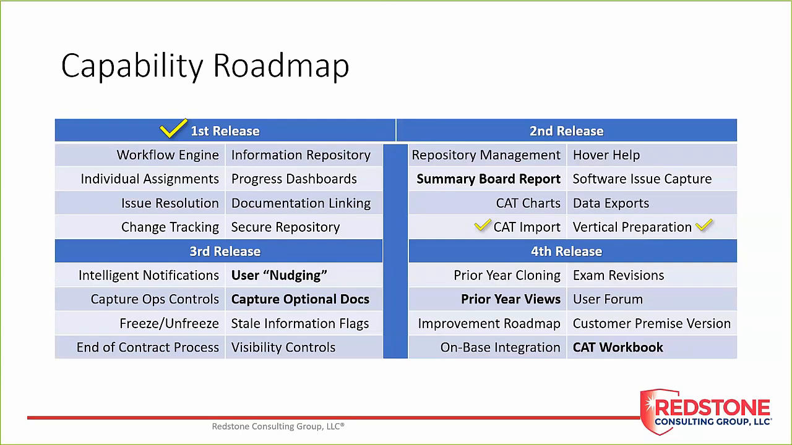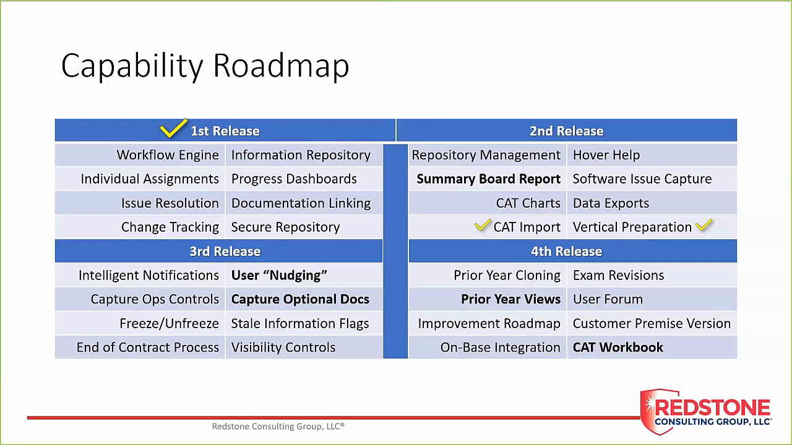A summary board report where you're able to basically push a button at any point, and the tool will spit out a couple of pages of focused information for use with communication to higher executives. The ability to export data from the tool, either again in an ACET workbook format, or a consolidated documentation repository, or results of the CAT import. Basically, just putting in place the data export capabilities.